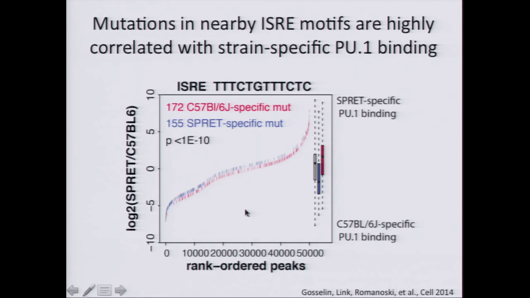And then she's color-coding PU.1 binding sites as to whether or not there is an ISRE nearby that has a mutation. And what you'll appreciate from this picture is that red is concentrated to the right and blue is concentrated to the left. And so what this means is that variants that are in the ISRE tend to be associated with binding strength of nearby PU.1, and this relationship is highly statistically significant. And so from this type of analysis, we would conclude that factors that bind to the ISRE are important collaborative factors for PU.1 in the macrophage.